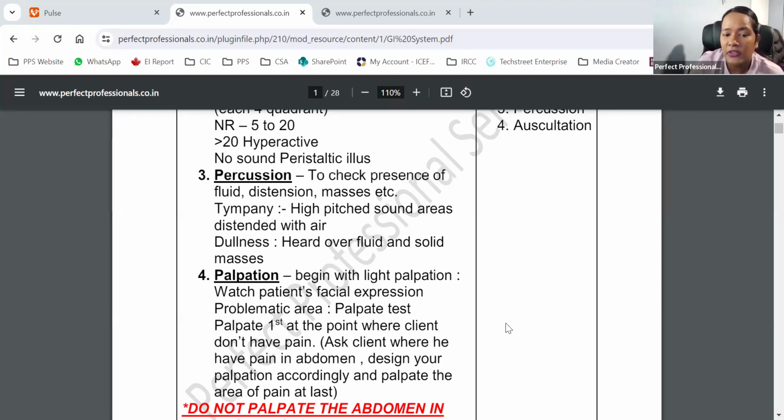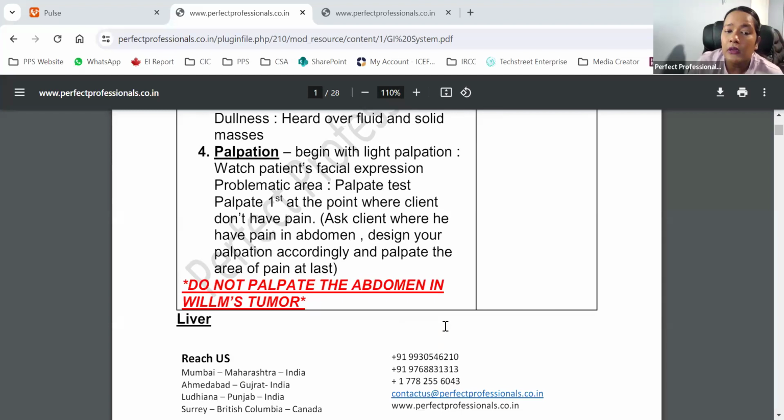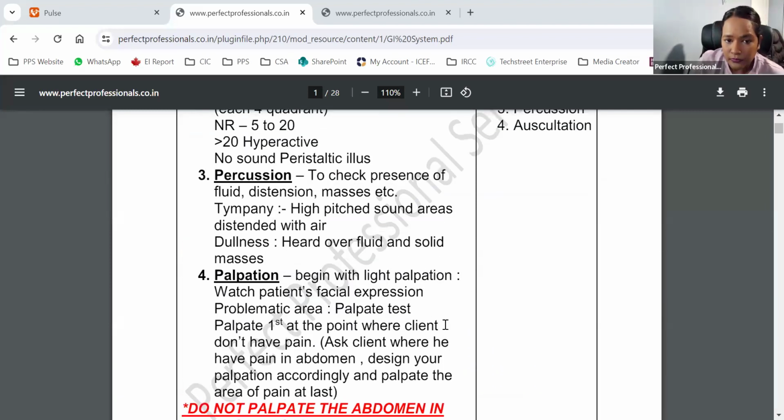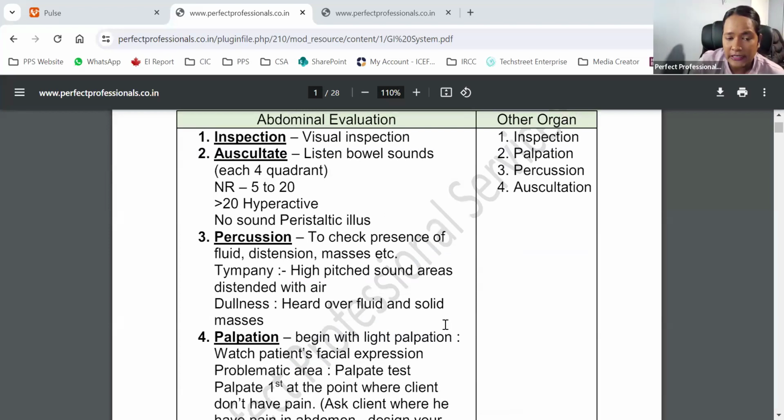Okay? Palpate first at the point where the client doesn't have pain. Ask the client where he has pain in the abdomen. Design your palpation accordingly, palpating the area of the pain at last. Okay, ਹੁਣ ਆਪਾਂ palpation ਕਿਚ ਨਹੀਂ ਕਰਦੇ. Do not palpate in a Wilms tumor. Okay, that we have already discussed.